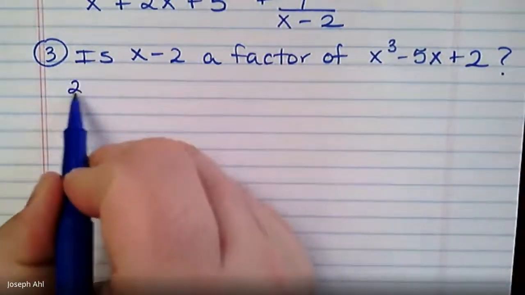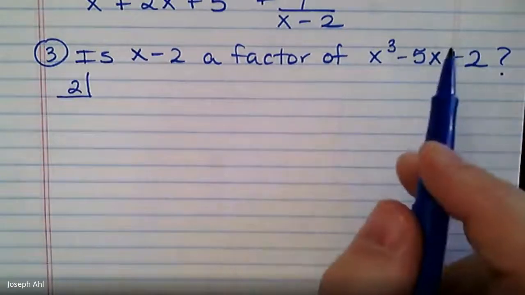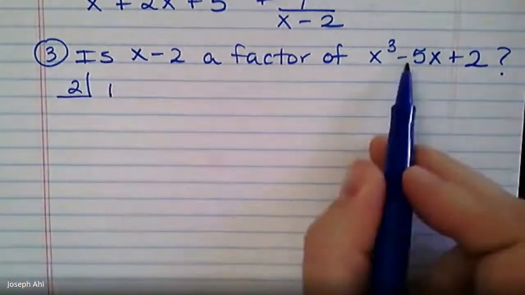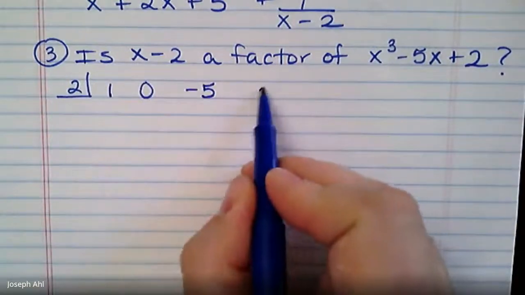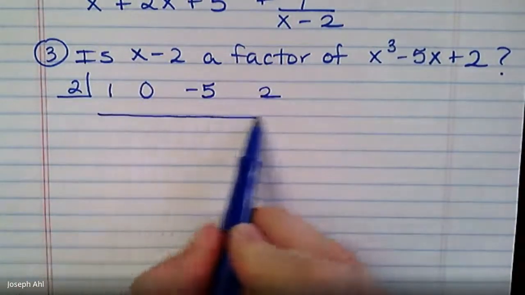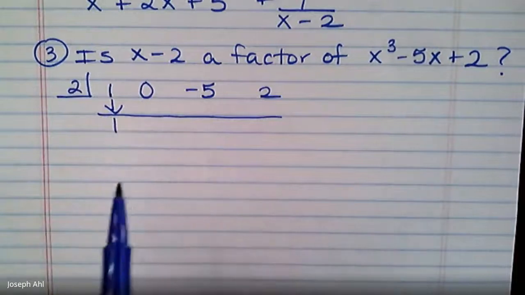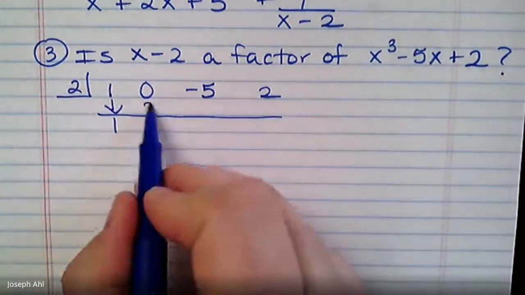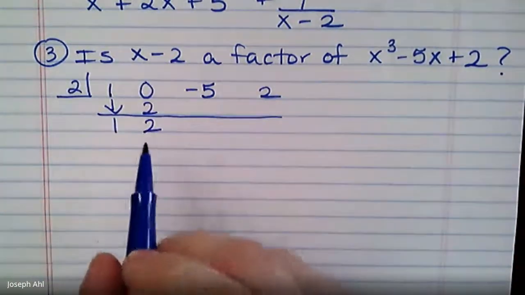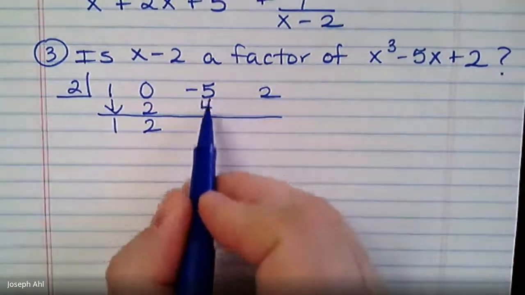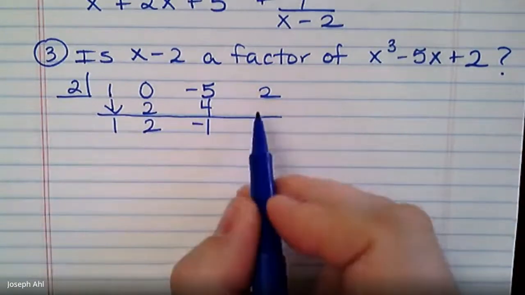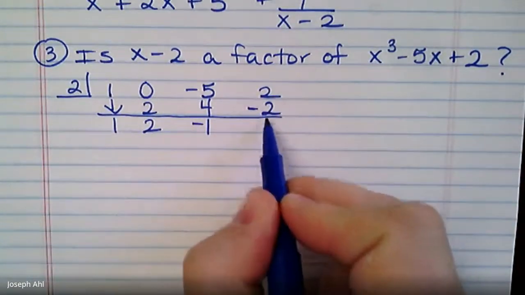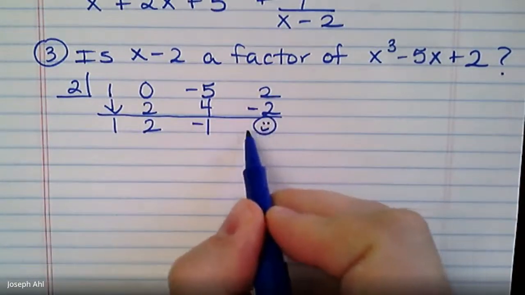So if I try x equals 2 as a root, the coefficients are going to be 1 for x cubed, 0 for x squared, -5 and 2. Bring down the 1. 1 times 2 is 2, plus the 0 is 2. 2 times 2 is 4, plus -5 is -1. Last step, -1 times 2 is -2, plus the 2 above it is 0.